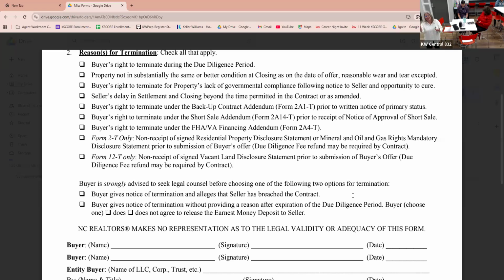Buyer's right to terminate. I'm not going to go into backup contract or short sale. We don't get into those as much. Buyer's right to terminate under FHA VA financing addendum: property didn't appraise, they can terminate. Non-receipt of the RPODs or mineral oil gas.